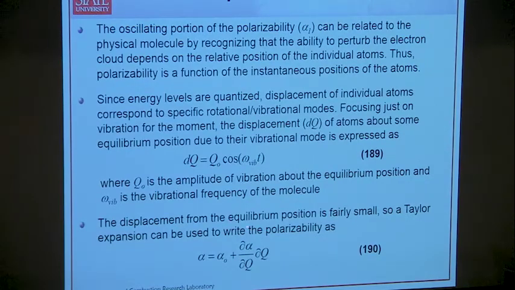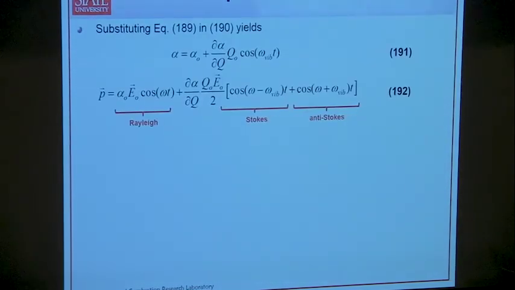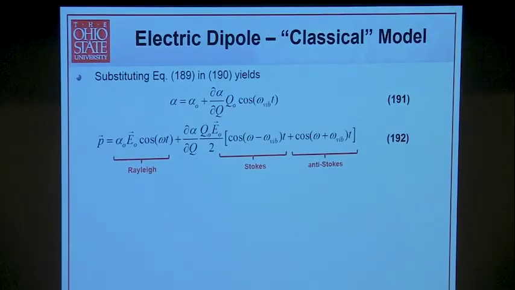So we can do a Taylor expansion, and now the polarizability can be written as alpha is just alpha naught, which is its equilibrium value, and then the relative change of the polarizability with respect to Q, partial alpha over partial Q, where again Q is the amplitude of the vibration. So let's substitute all that back in, and we'll see where this goes. We can see that this is now back to the P vector, your induced dipole moment. We now have Rayleigh, Stokes, and anti-Stokes Raman again. This term in here has just been substituted in.